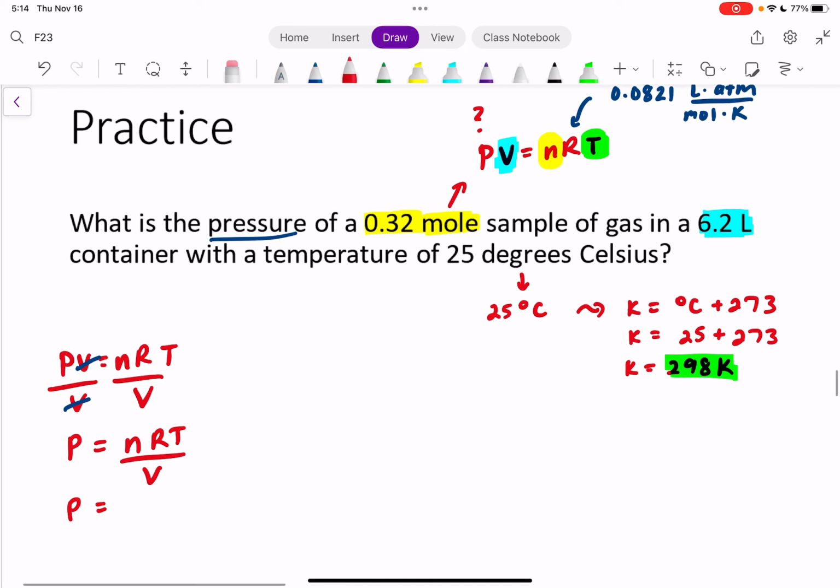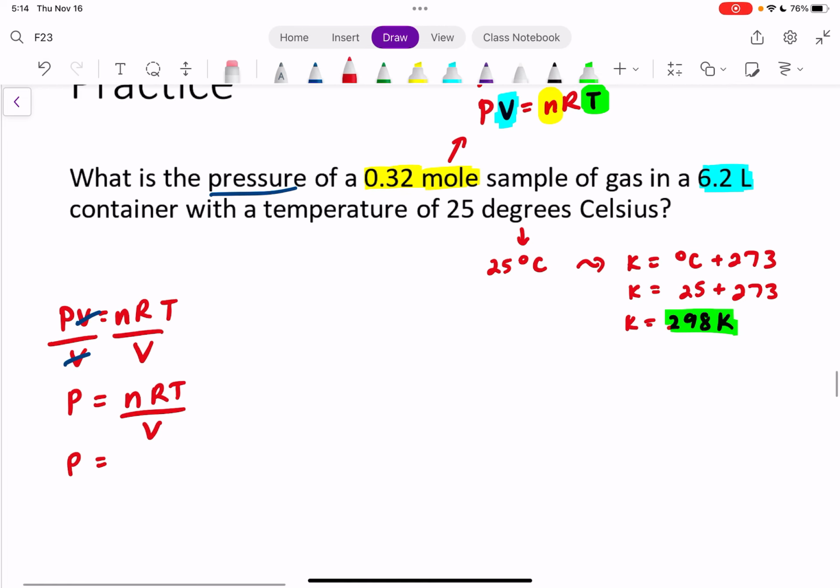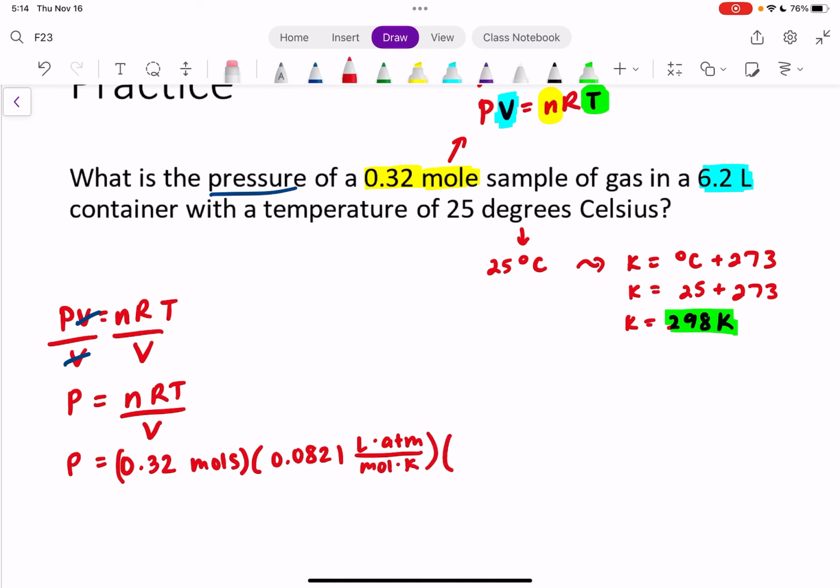So we got n is our number of moles, which is 0.32 moles. R is our gas constant, 0.0821 liters times atmospheres over moles times Kelvin, crazy units. Temperature we just solved for is 298 Kelvin, right? We had to convert to Kelvin first. And then our volume is 6.2 liters.